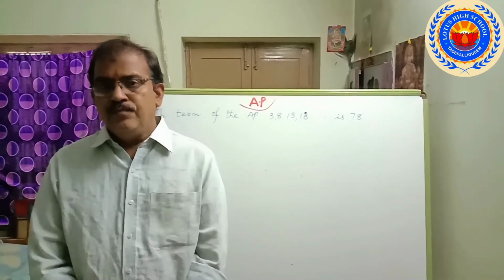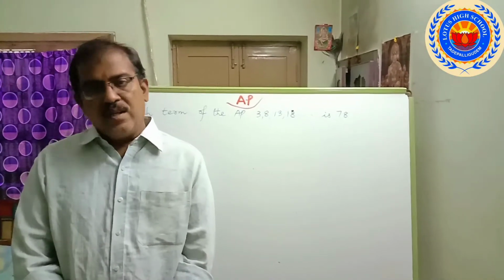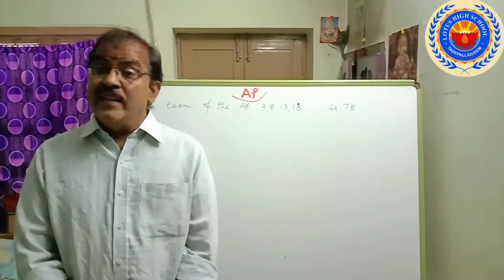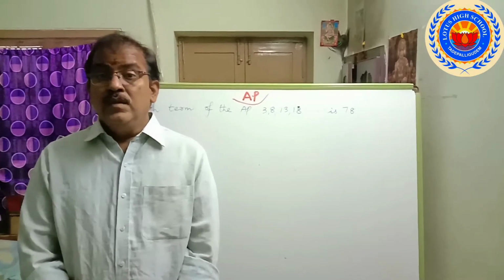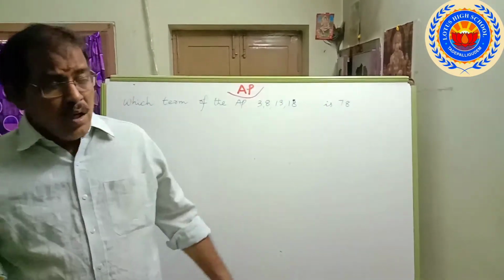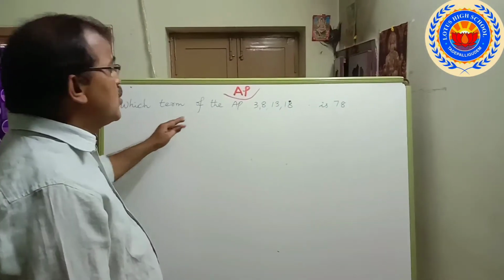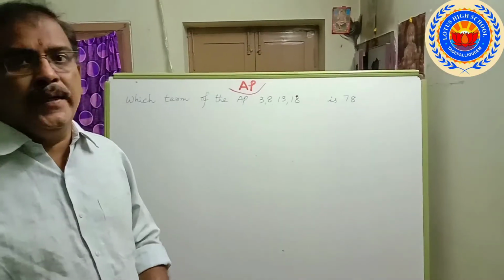Arithmetic progressions. You know the basic concepts. What is the first term? What is the common difference? And the nth term formula and the general form. Everything you know. Now, this sum, which term of the AP, I explained in the last video. Once again I am explaining the same sum.